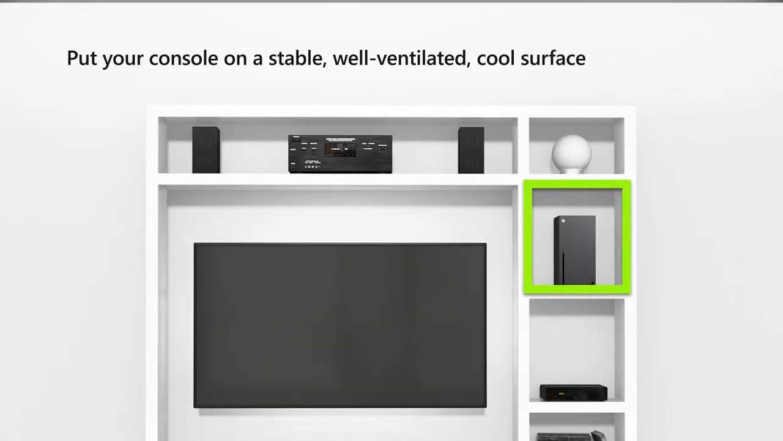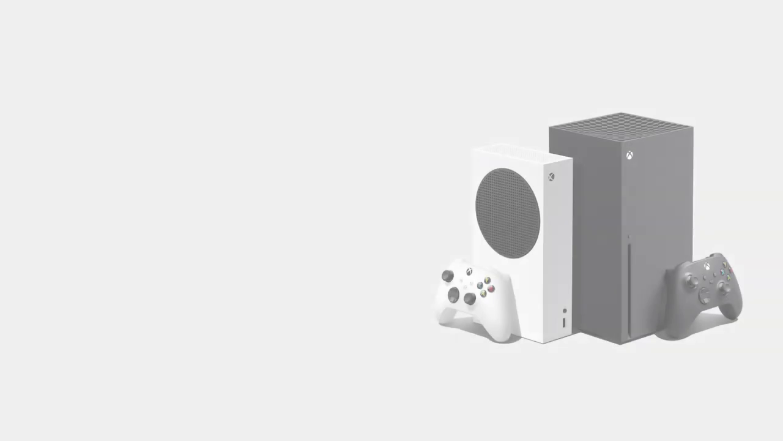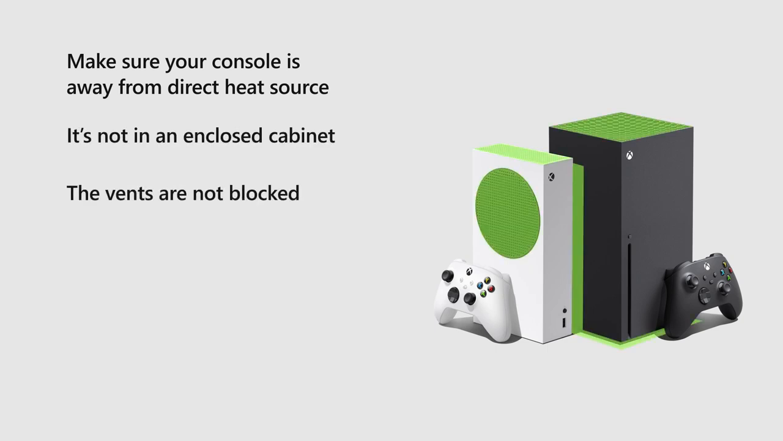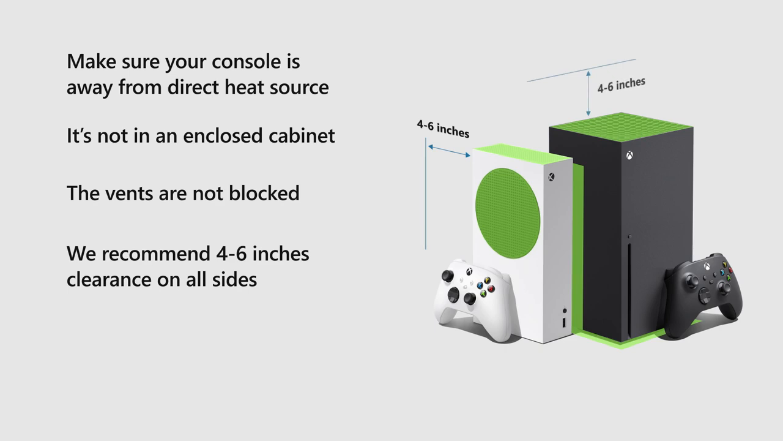Put your console on a stable, well-ventilated, relatively cool surface. Make sure your console is away from a direct heat source. It's not in an enclosed cabinet. The vents are not blocked. We recommend 4 to 6 inches clearance on all sides.